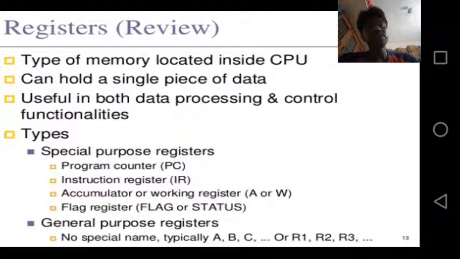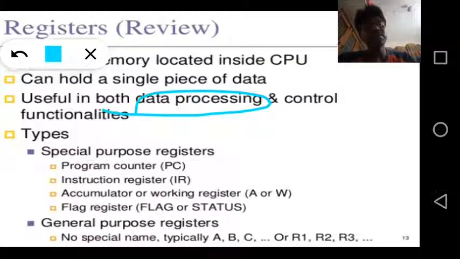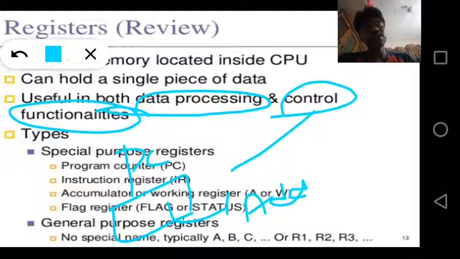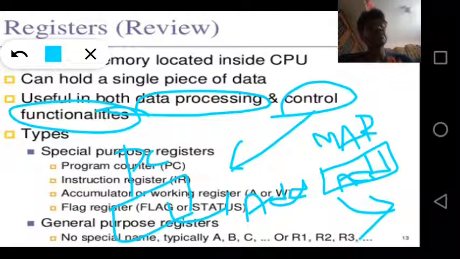Registers are useful in both data processing and control functionalities. For example, the PC holds the address of the next instruction, so it comes under controlling functionalities. The MAR contains an address that has to be fetched from memory. These are the registers used for control functions.